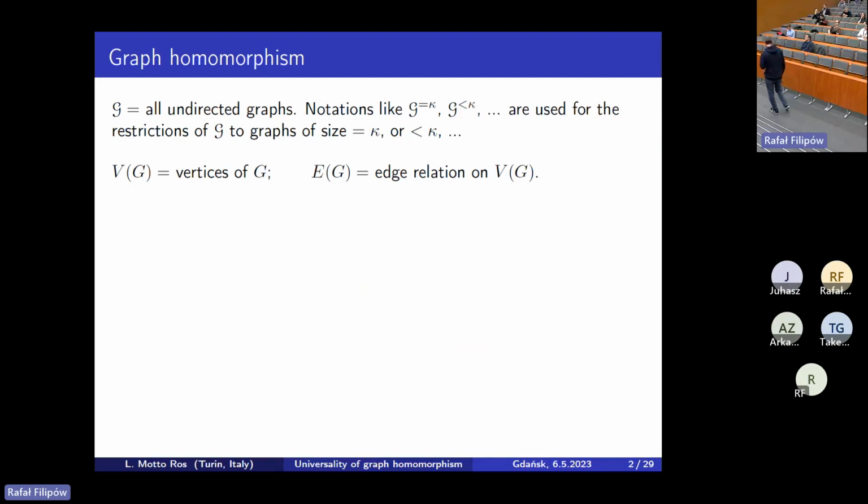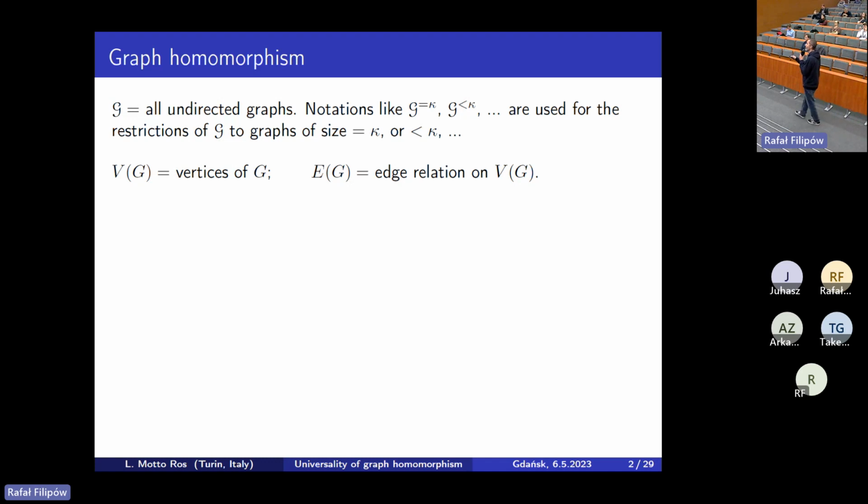Okay, so the setup. We are working with undirected graphs. You heard something about that with the talk of David yesterday. So these are undirected graphs. This is my notation for the class of all undirected graphs. And I usually put something to say if I consider only graphs of size kappa or size less than kappa, or some indication on the size when needed.